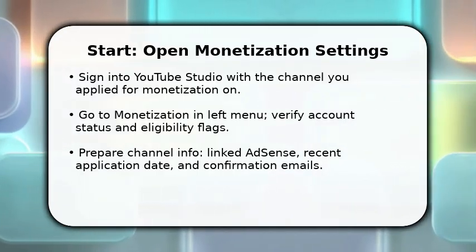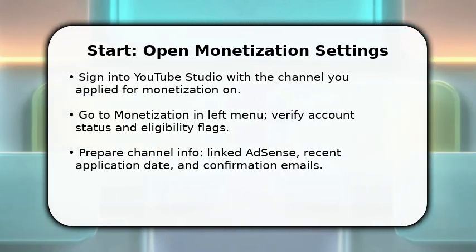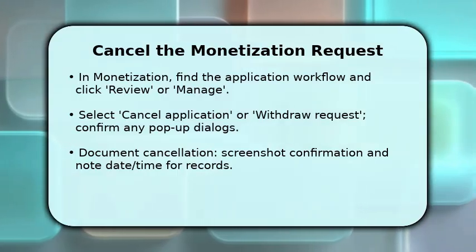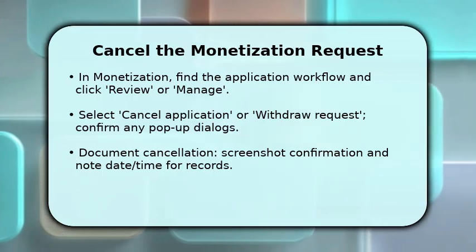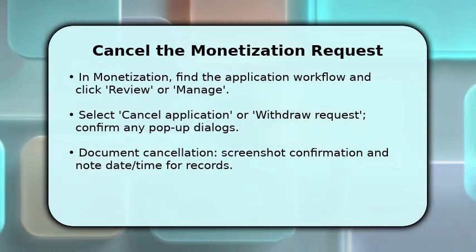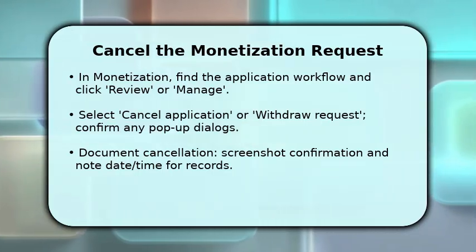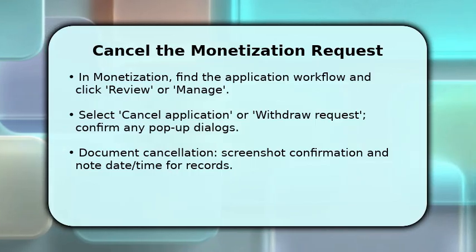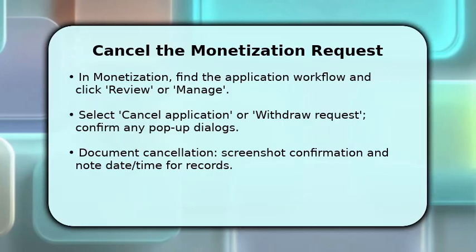Locate the cancel option in the application workflow and prepare to submit the cancellation. You click into the application details and choose the control labeled Cancel or Withdraw. This is the core action that stops review. When prompted, read the confirmation dialog because it outlines effects like loss of review queue position and AdSense unlinking. That's why you cancel. Confirm the action, then immediately capture a screenshot or save the confirmation text.